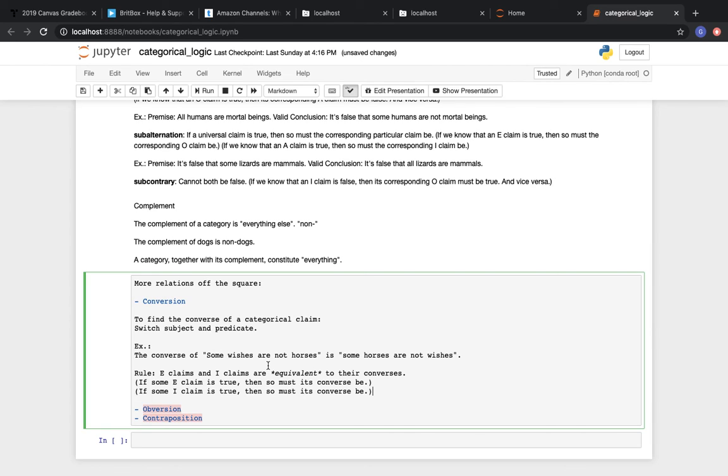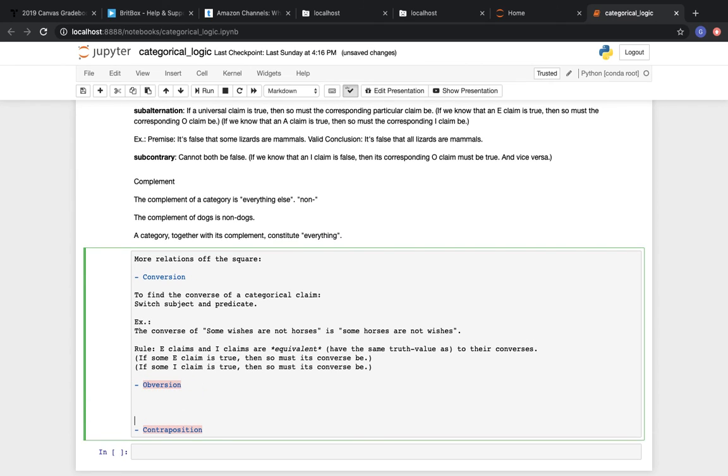So the thing to be careful of here is that whereas E and I claims are equivalent to their converses, and so must have the same truth value as their converses, that's not true for A and O claims.